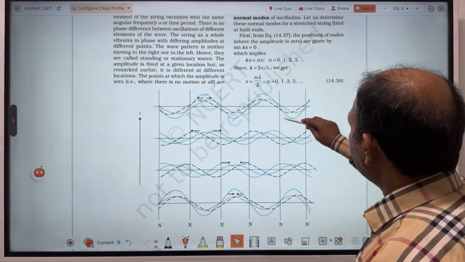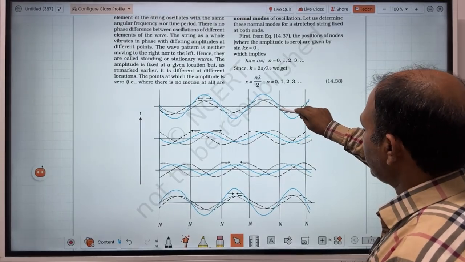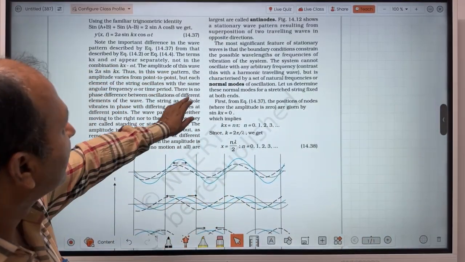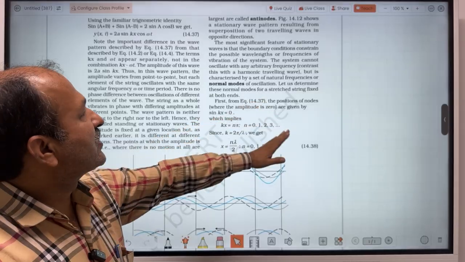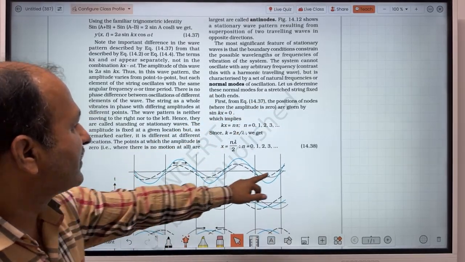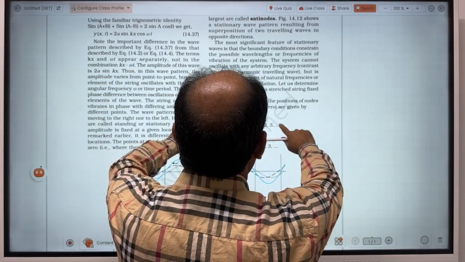Now, you have understood, I think, that node means there is no amplitude, almost zero amplitude. Now we will see the condition. So let us determine these normal modes for a stretched string fixed at both ends. So both ends are fixed. This is one end, this is another end. Now we are going to see the relation.